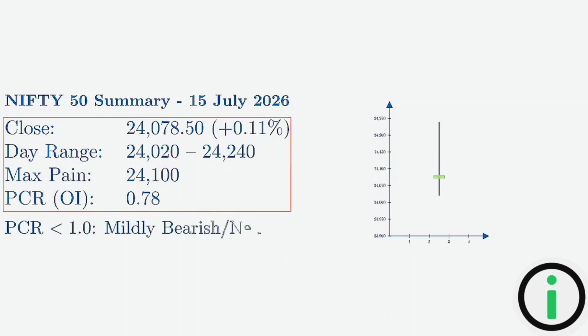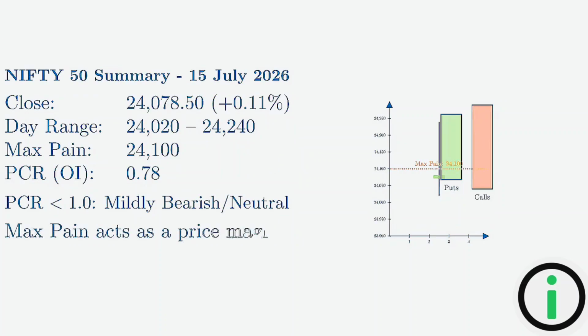Notice the put-call ratio, or PCR, based on open interest. It stands at 0.78. Typically, a PCR below 1.0 suggests that there is more call writing than put writing, giving the market a mildly bearish to neutral tilt. The max pain level is sitting at 24,100. In options trading, max pain is the strike price where the most option contracts would expire worthless. It often acts like a magnet for the price, and as you can see, we closed very close to it.